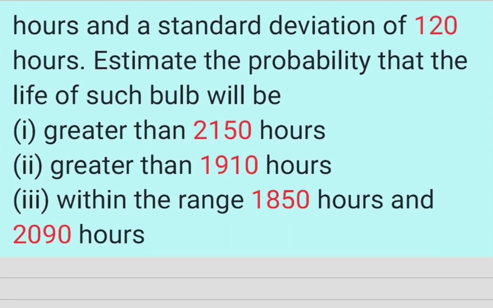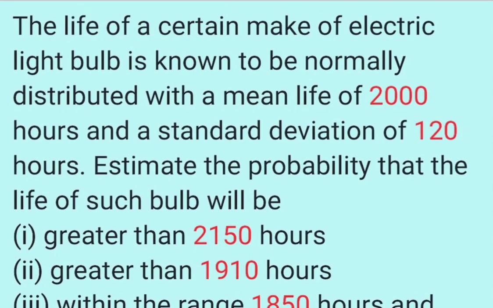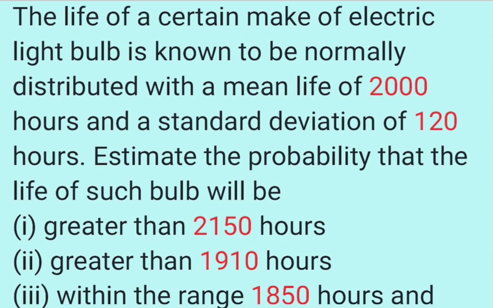Hello, students. Today I have a very good question under probability distribution, and specifically, I'm going to be talking about continuous distribution, and we are going to be using the model for the normal distribution to solve this question. Now, the question: the life of a certain make of electrical light bulb is known to be normally distributed with a mean life of 2000 hours and a standard deviation of 120 hours.